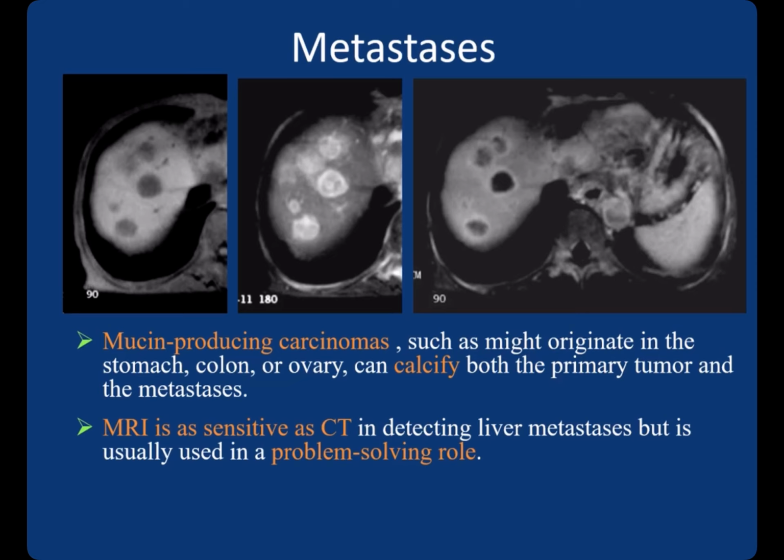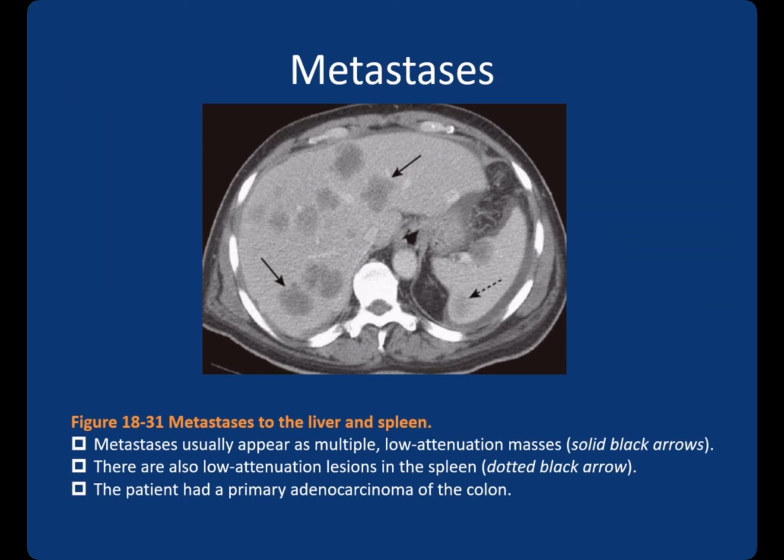This is an example of MRI images of metastasis. MRI is as sensitive as CT in detecting liver metastasis, but is usually used in a problem-solving role. Metastases usually appear as multiple low attenuation masses. In this case, we can also see these low attenuation masses located in the spleen. This patient had a primary adenocarcinoma of the colon, with metastasis located both in the liver and spleen.